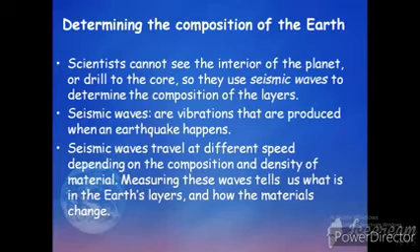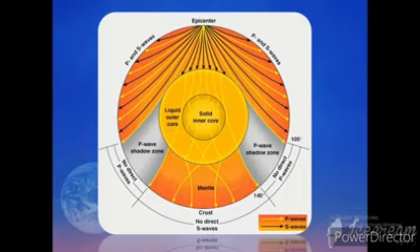Now what are these seismic waves? Seismic waves are basically the vibrations that are produced when an earthquake happens. Seismic waves travel at different speeds depending upon the composition and density of the material. Measuring these waves helps us to identify the different layers of the earth as well as its different material or mineral compositions. So that is the basic way to have some idea about the internal structure of the earth as well as its compositions.